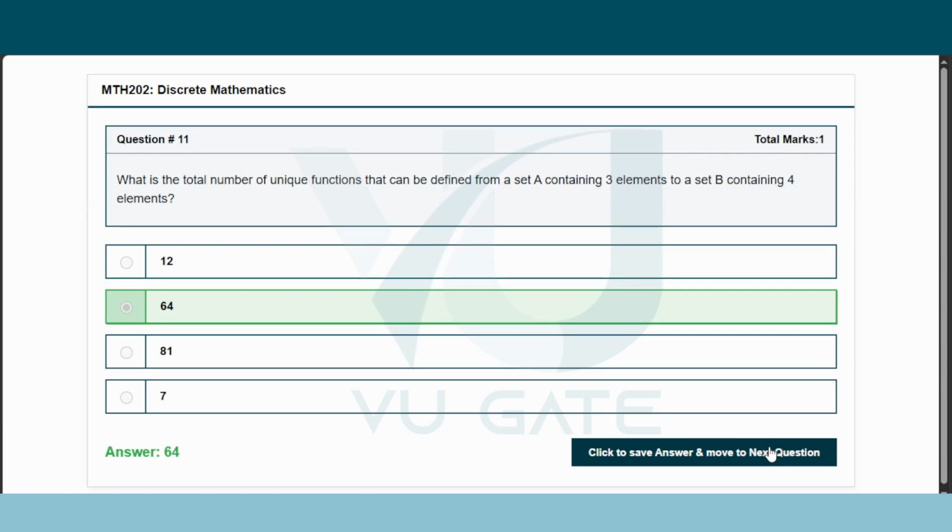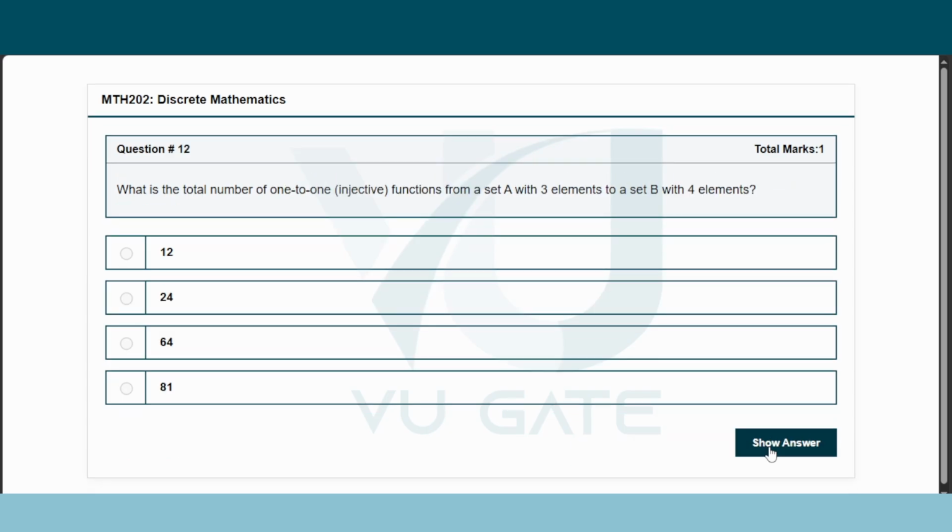Question number 12. What is the total number of one-to-one or injective functions from a set A with 3 elements to a set B with 4 elements? The correct answer is 24.